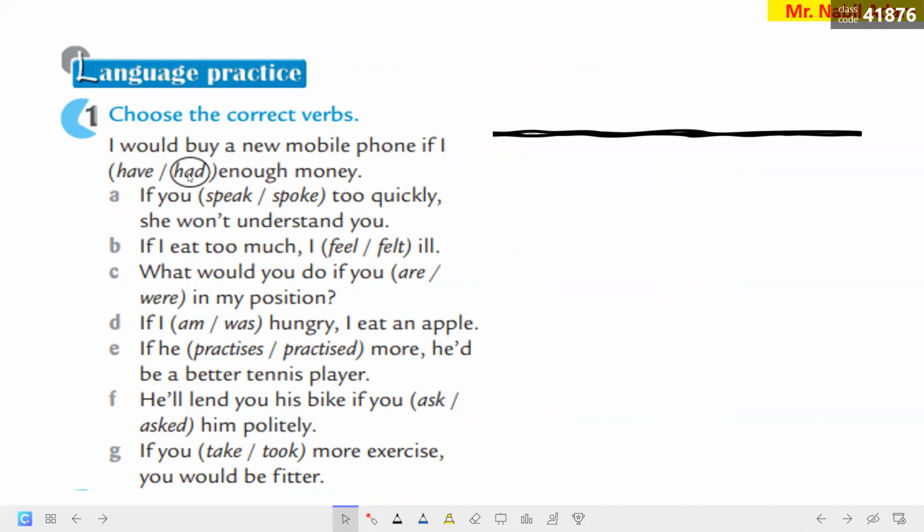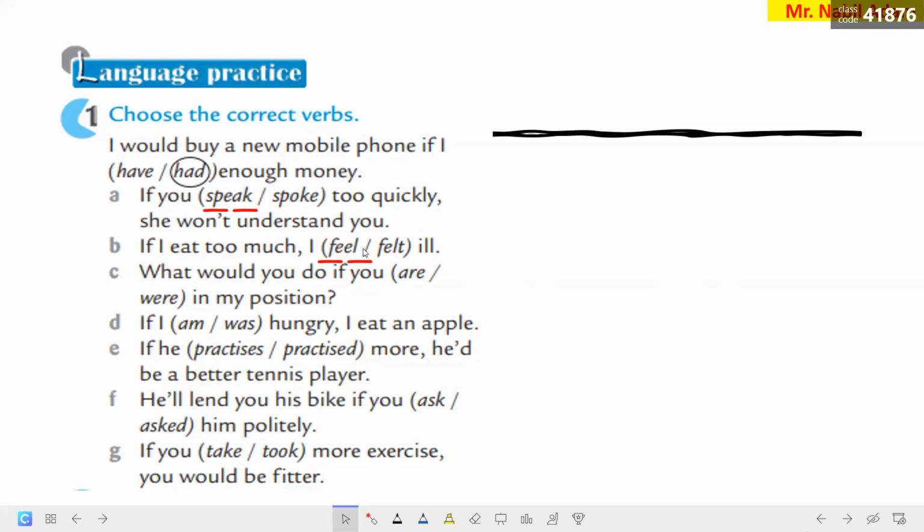Past simple, had. Okay, A. If you speak too quickly, she won't understand you. Here you have future, won't, plus infinitive, so it is the first conditional. If I eat too much, I feel ill. You have present simple and present simple: zero conditional. Present simple, present simple, zero or general conditional.